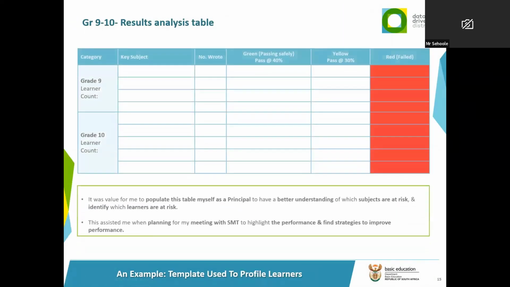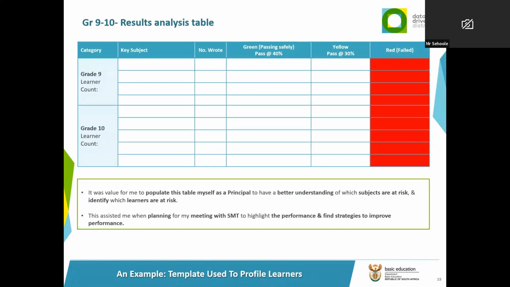Now, as a principal, I had to sit down and design this template. This table assisted me to identify the key subjects, because not all subjects were underperforming. And then I had to come up with a column of the number of learners who are affected. Then I had to categorize them: the learners who are passing at 40% upwards in grade 9, the learners who are at the margin, that means 30%, and the learners who fail.